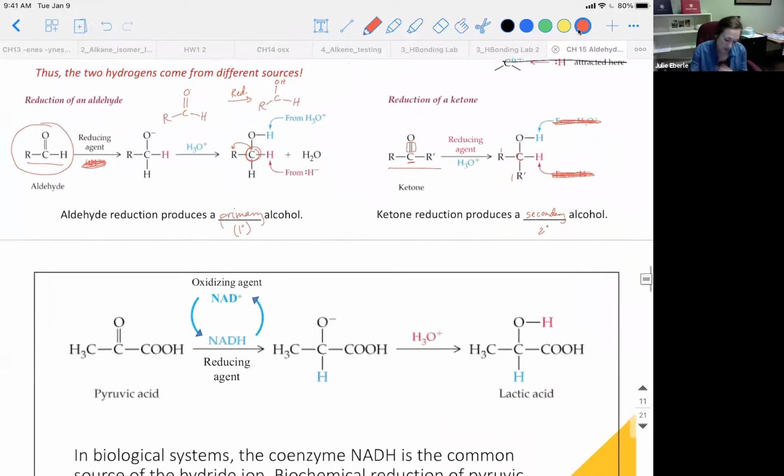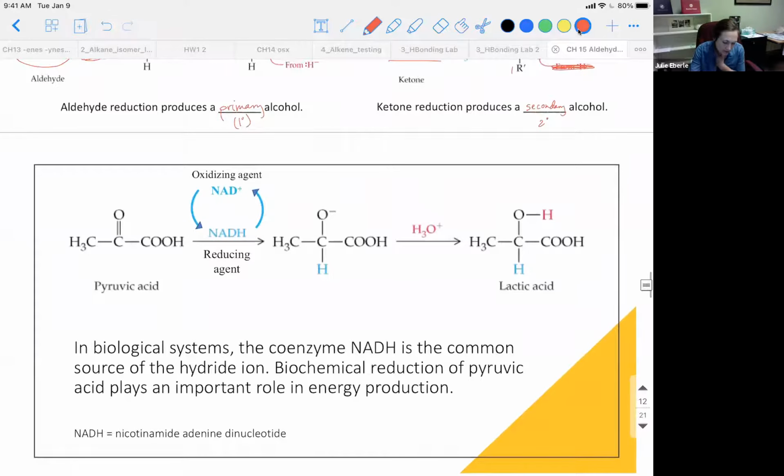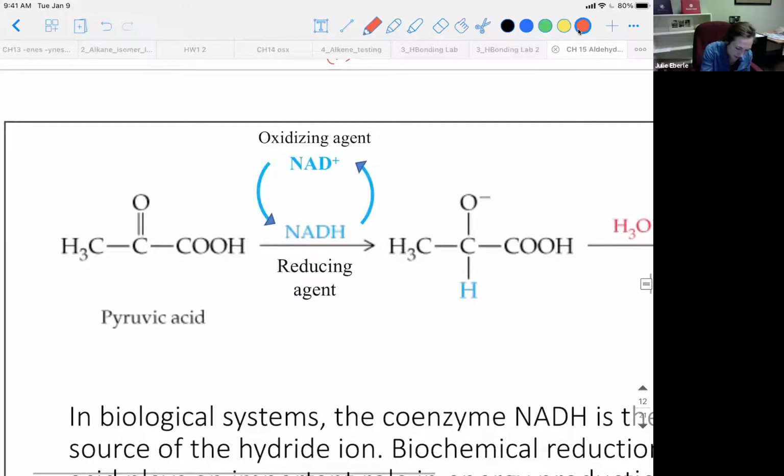This is actually really important biologically. Y'all have heard of the citric acid cycle before? Or the Krebs cycle? Yeah. If you haven't, it's okay. We're going to really get into some of those important things, and this is an example. What do we have right here? We have a ketone, right?